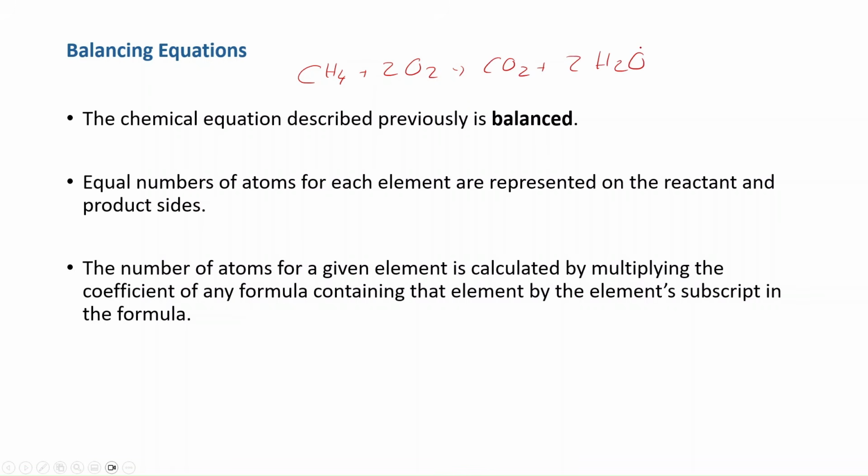And you're saying, okay, how many carbons do I have in the reactants? 1 carbon, 1 carbon. Okay. 4 hydrogens, 2 times 2, 4 hydrogens. Good. 2 times 2, 4 oxygens, 2 plus 2, 4 oxygens. You didn't create, destroy, or lose any atoms. So it's balanced. You have the same number of atoms on the reactant and the product side.